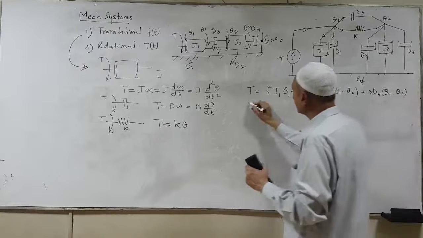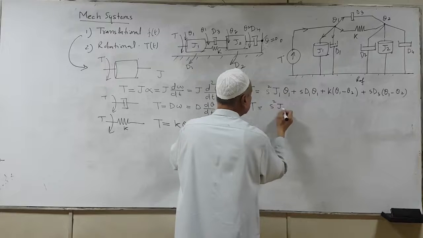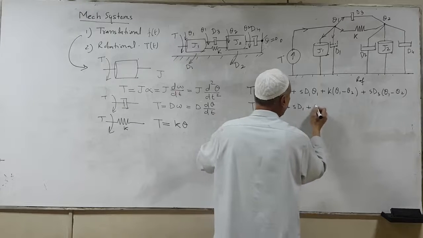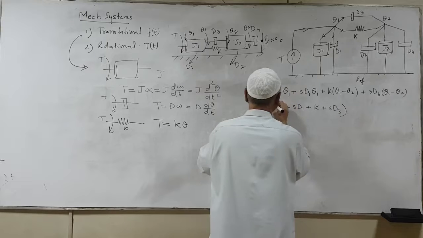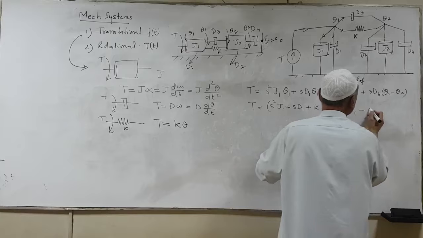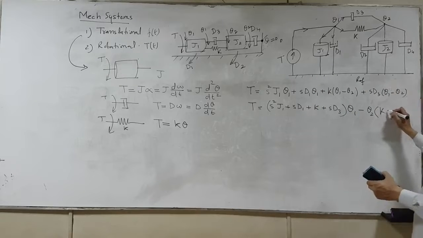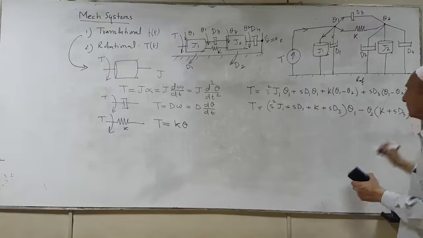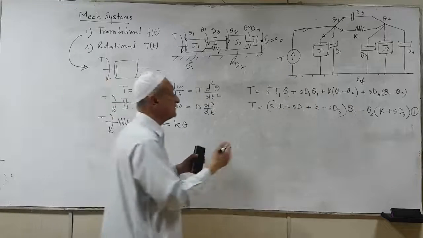So if you simplify this one and collect all the terms of theta 1 and theta 2, we have S squared J1 plus S D1 plus K plus S D3, and this is multiplied by big theta 1. Then we have minus theta 2, which will contain the terms K plus S D3. So this forms equation 1, and likewise we can develop the equation for the second node, which is theta 2.